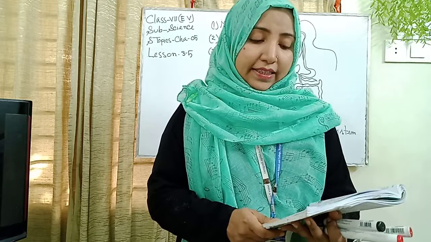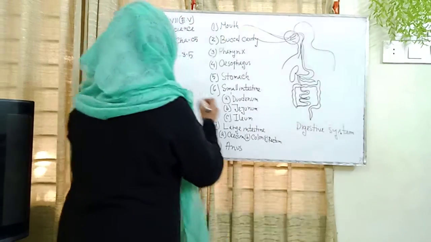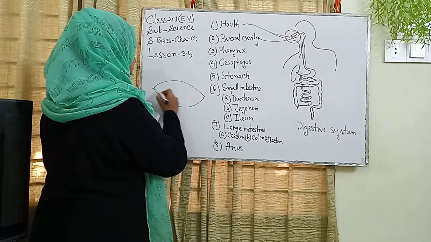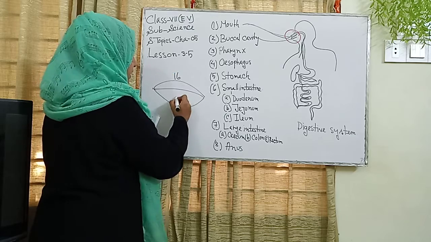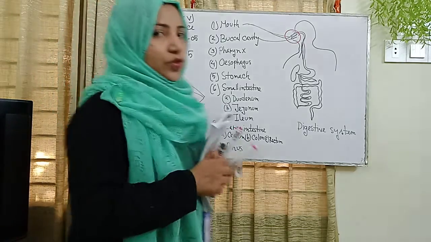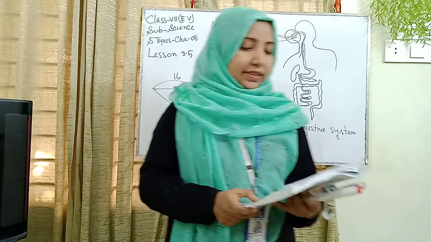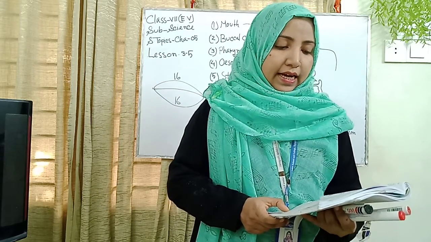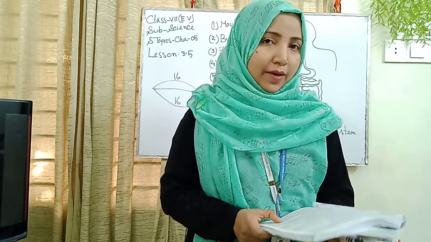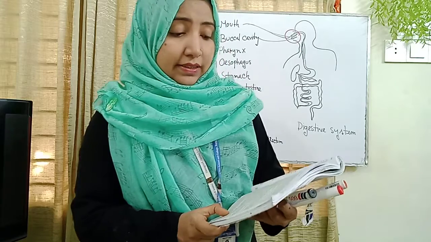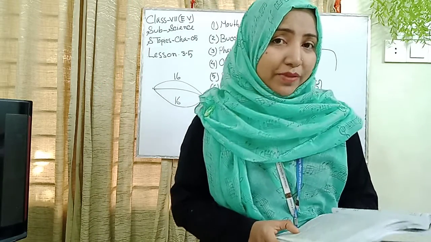The number of permanent teeth is 32, having 16 in each jaw: 16 teeth in the upper jaw and 16 in the lower jaw. Teeth are of four types: incisor, canine, premolar, and molar. I will explain what an incisor is. Incisor teeth cut food particles into small pieces.